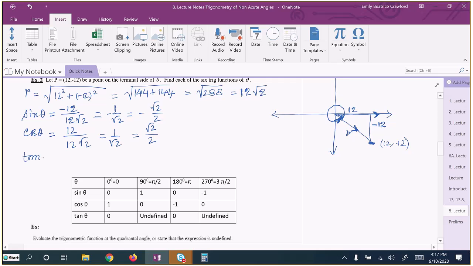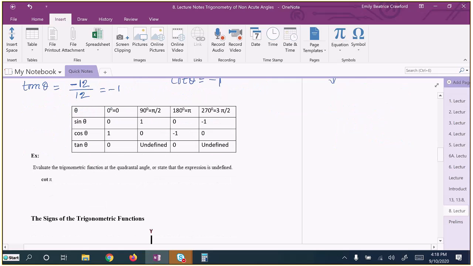Tangent of theta is going to be negative 12. That's the opposite side over adjacent 12. So that is just negative 1. And then the reciprocals. So cosecant of theta is going to be negative square root of 2. Secant of theta is going to be square root of 2. And cotangent of theta is a reciprocal of negative 1. So that's 1 over negative 1, which is also negative 1. So that should be pretty simple for us to work out.